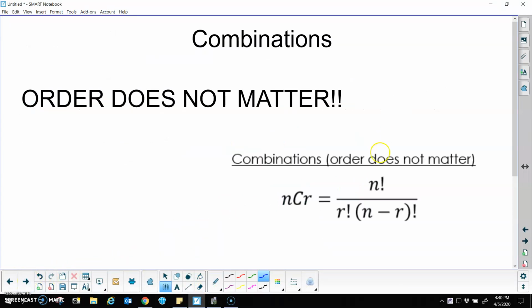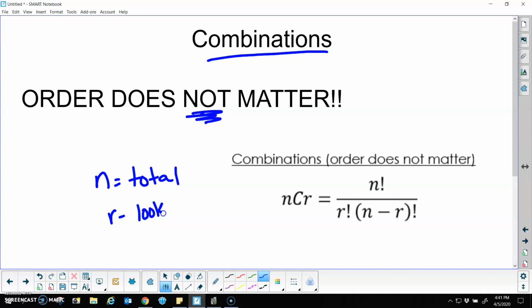Okay, so the last one, combinations. Order is not going to matter. Now, this is where it kind of got me. I always felt like combinations, like a locker combination or combination to open your phone. But since math doesn't make sense, in a combination order does not matter. Again, here's the equation. n is still going to stand for the total or the big number, and r is what we're looking for, and that again will be your smaller number.